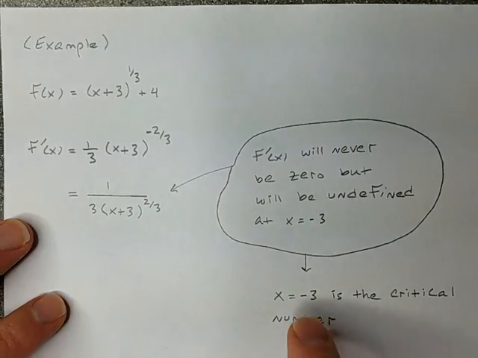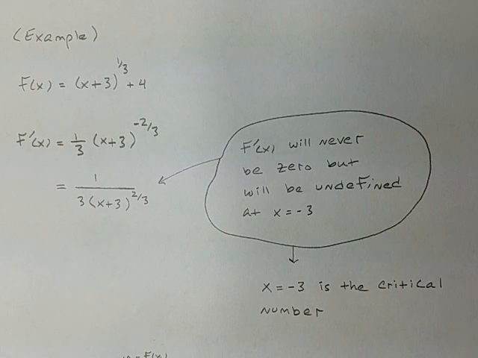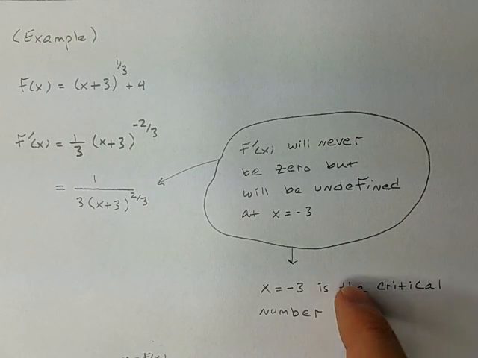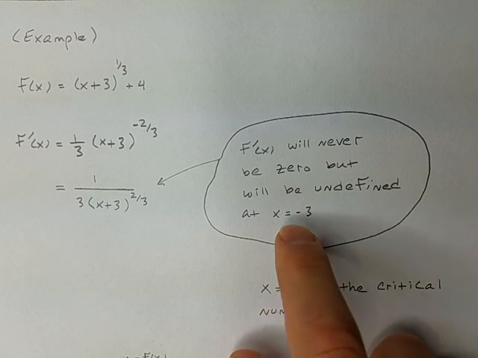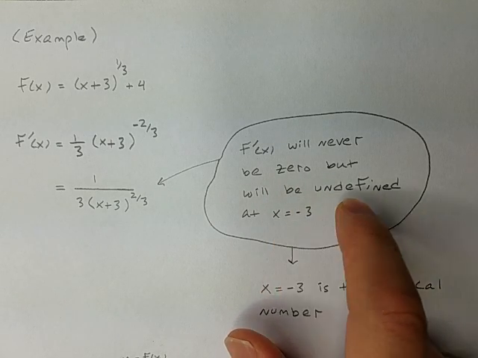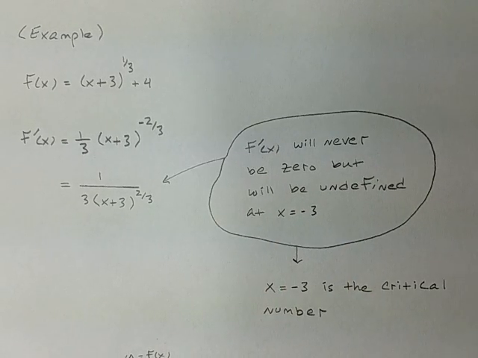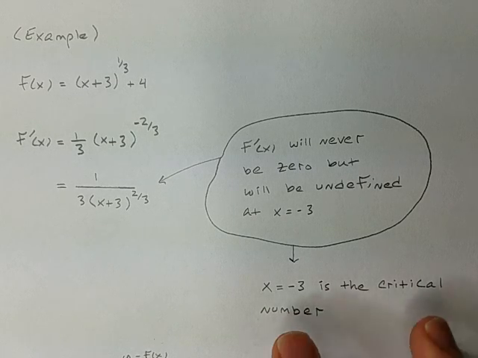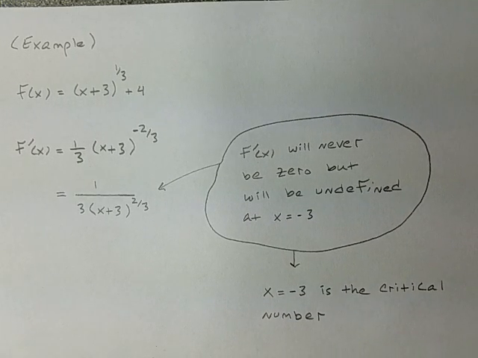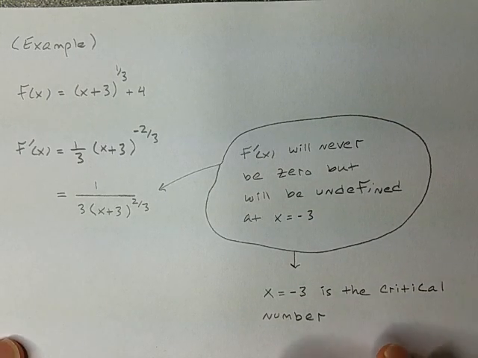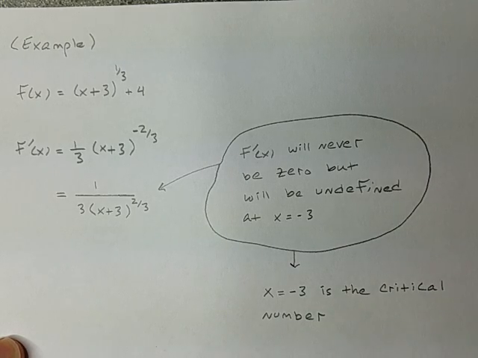What's that mean? Well, a critical number is defined to be a number that makes the derivative either 0 or undefined. So since -3 makes the derivative undefined, -3 is a critical number, okay? What's that mean for the graph? Does it mean that there's a maximum or minimum at that point? No, it doesn't mean either way. Maybe there is, maybe there isn't. We'll just have to look and see, okay?